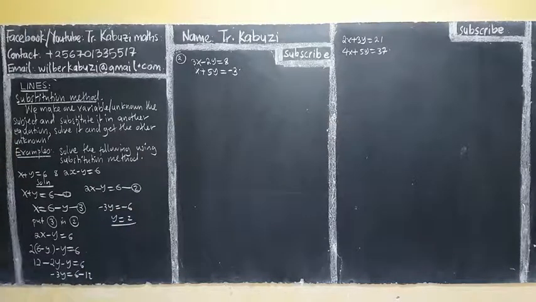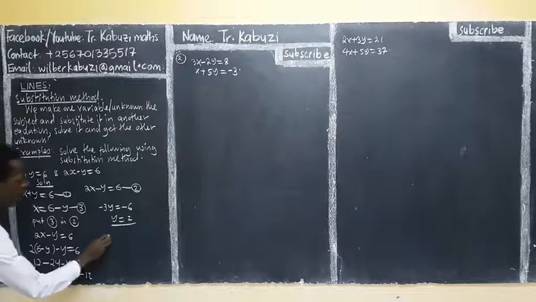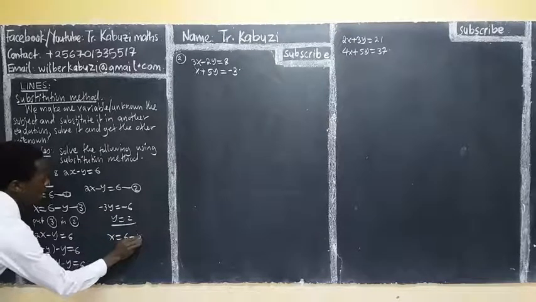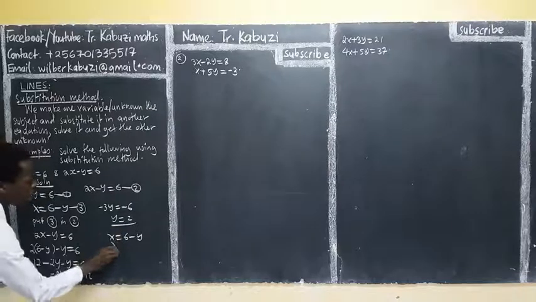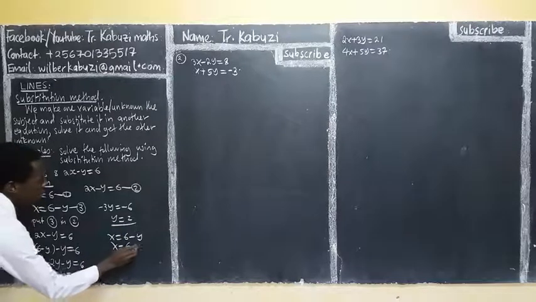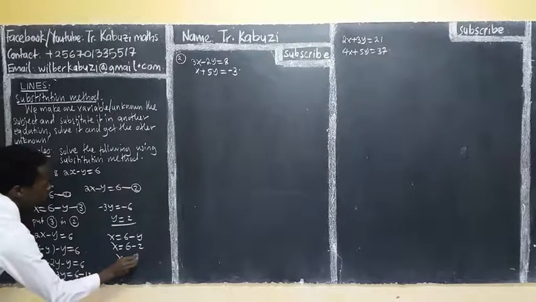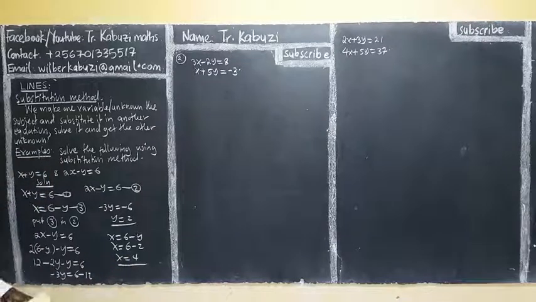So if y is 2, come and substitute. From my x equals 6 minus y, with y as 2, substitute, so that x equals 4, and you have solved it. So this one is very easy.